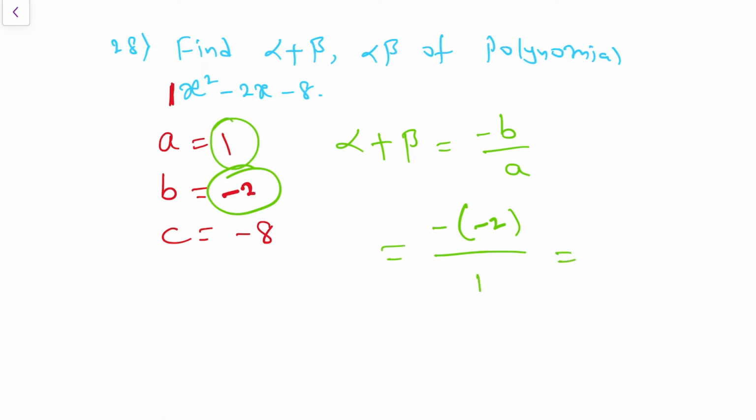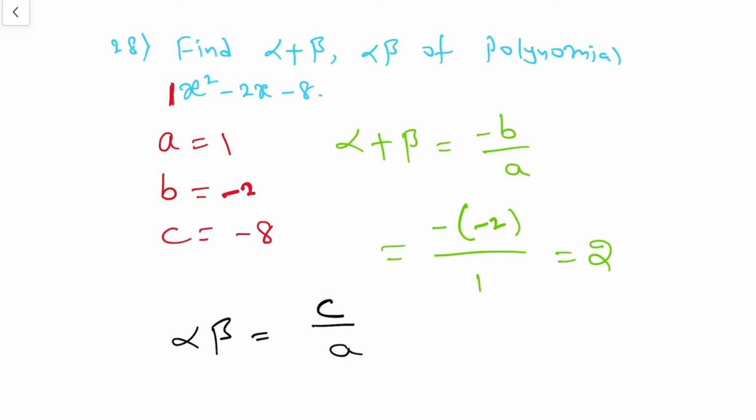So minus into minus 2, plus 2. In the denominator, 1 doesn't have any value. So the sum of the zeros is 2. Next, alpha into beta, that is the product of the zeros. The product of the zeros formula is c divided by a. C is the constant, minus 8, by a, which is 1. Minus 8 by 1, minus 8.